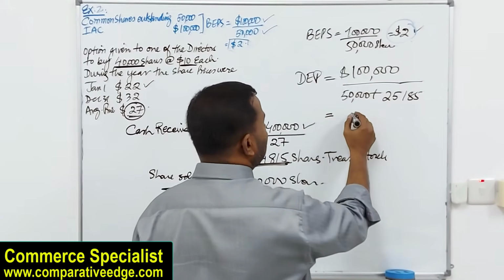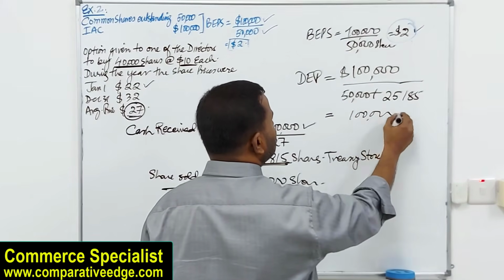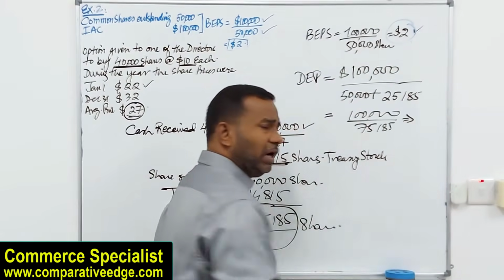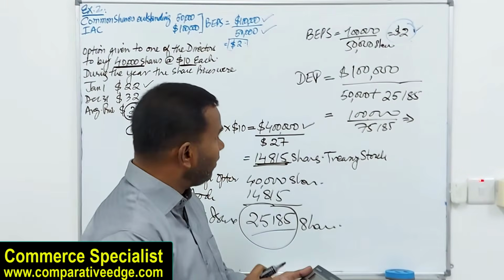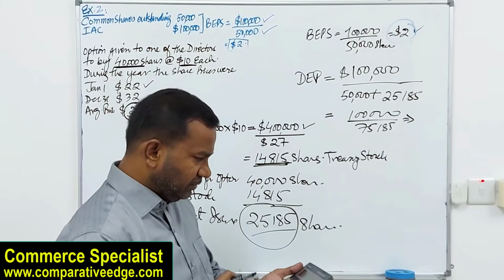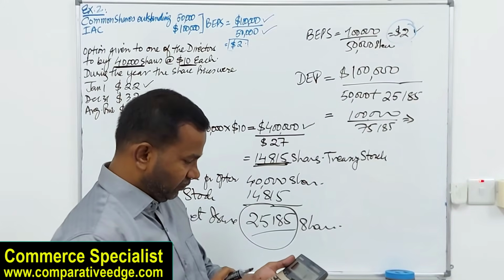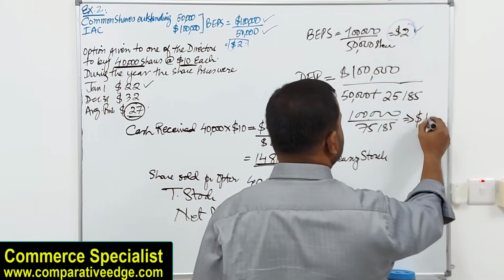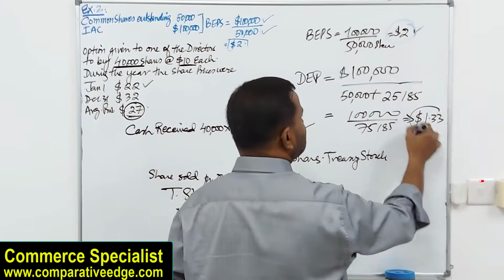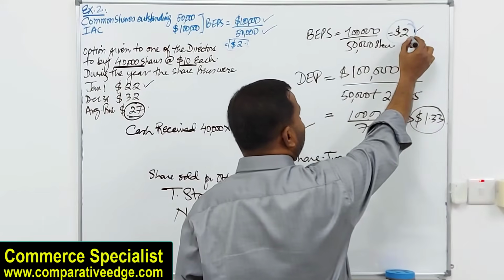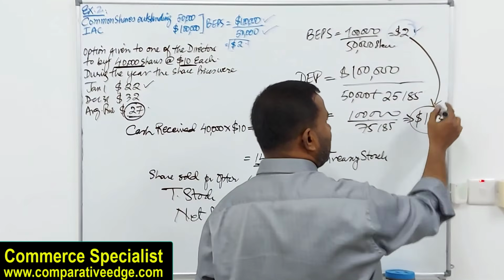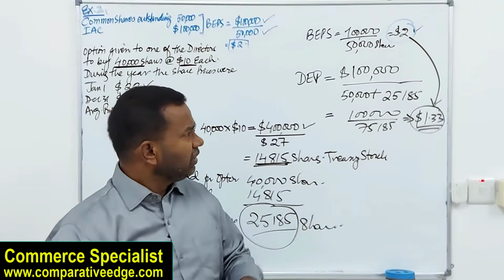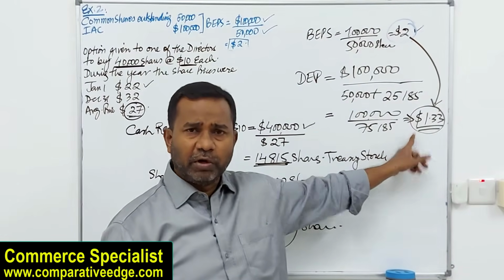So what is it coming to? 100,000 divided by 75,185. It gives you a diluted earning per share of 1.33. And it's very much diluted. See, it was $2 before. After the stock options which have been exercised, it is 1.33. So this is your answer for diluted earning per share, 1.33.